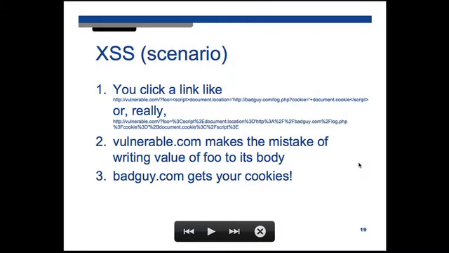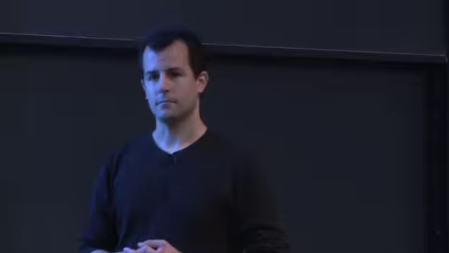So by the end of the story, vulnerable.com has to be flawed. It has to be vulnerable by doing what? So step 2 describes it, but what do I mean by it makes the mistake of writing the value of foo to its body? Jack? At one point, it does have something like echo foo without making sure it's a safe string.